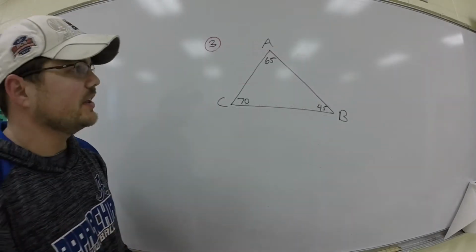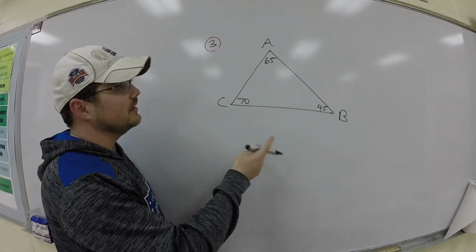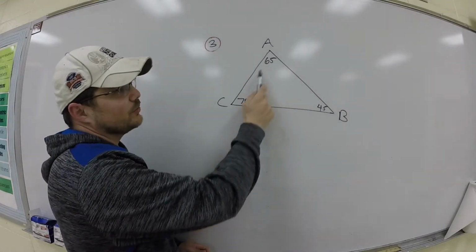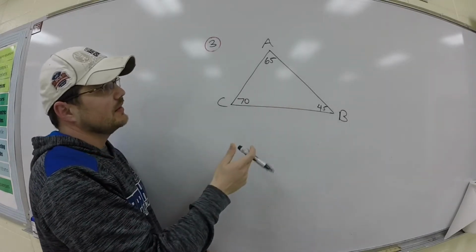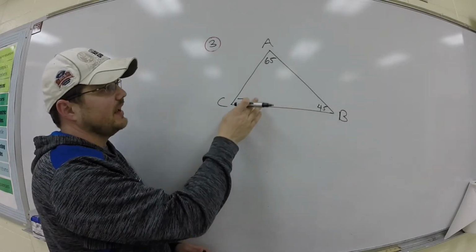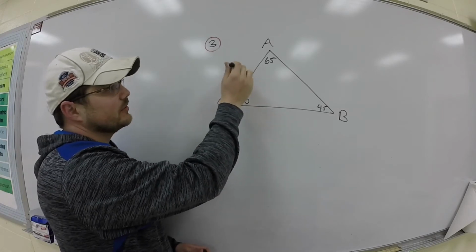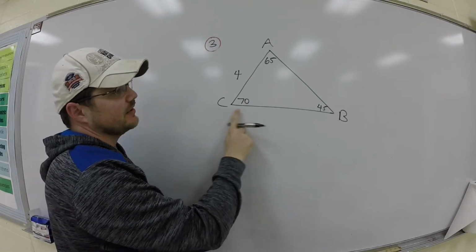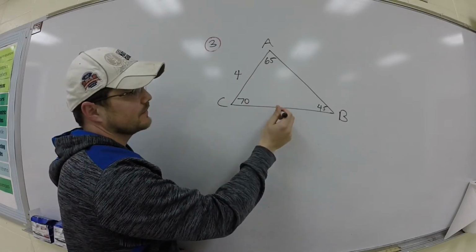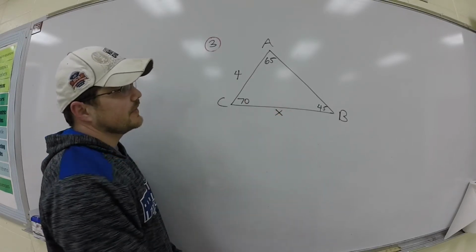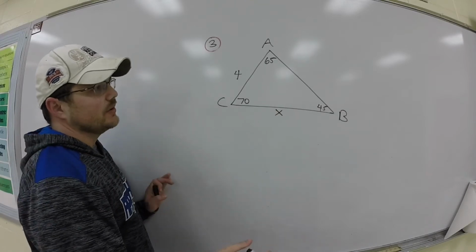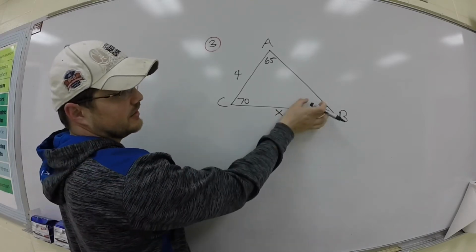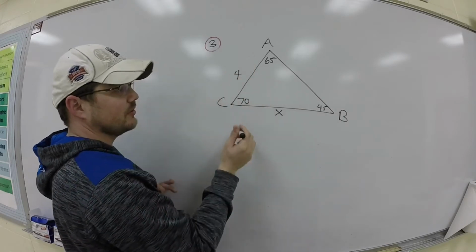Okay, on number 3 they give us triangle ACB. They give us all the angles in the diagram. The question says AC equals 4, so let's put 4 here. And it wants to know the length of CB. So we're looking for an angle with the side across from it. We have this angle and that side, so we'll use law of sines.